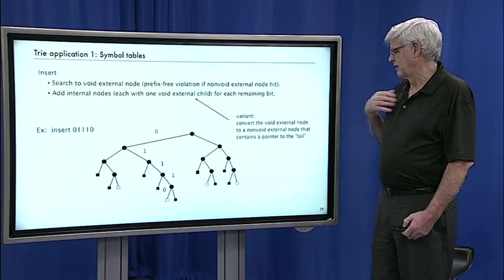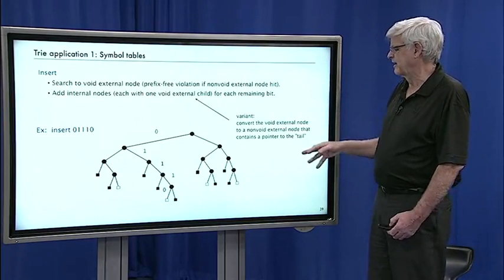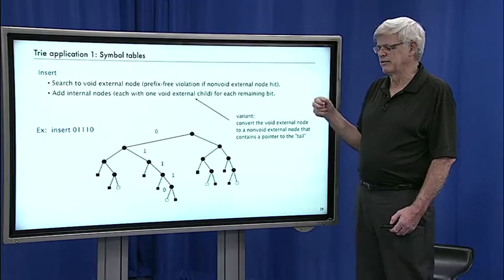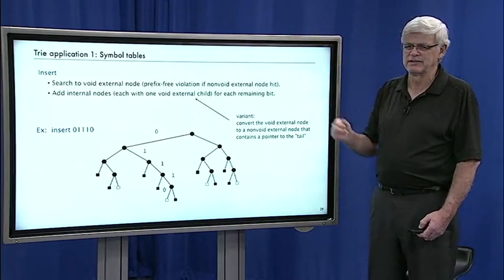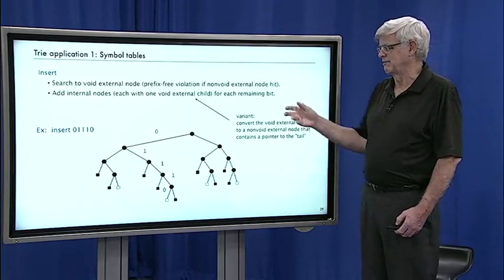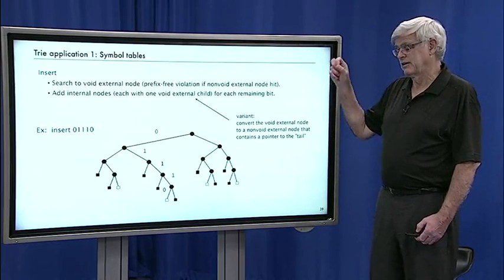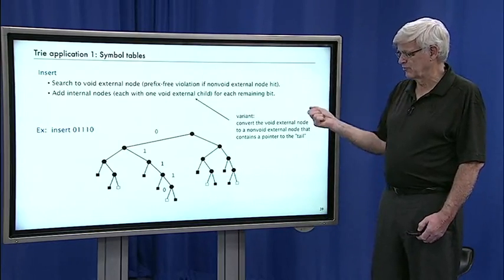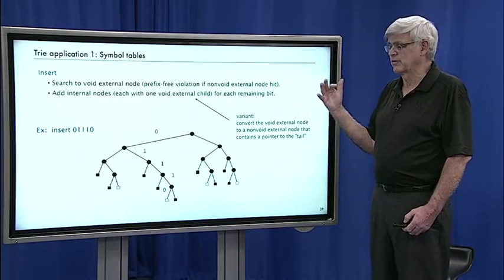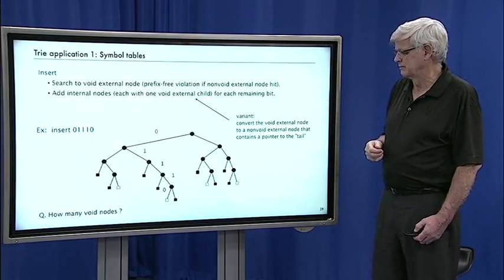Now, there are variants where you keep track of the tail in some way with pointers, and those are well studied, and there are lots of reasons to do that sort of thing. But the simplest version is also very effective, and that's what we'll stick with right now. So that's a search algorithm and an insertion algorithm that gives the basis for a symbol table using the trie data structure, which is a very useful algorithm.